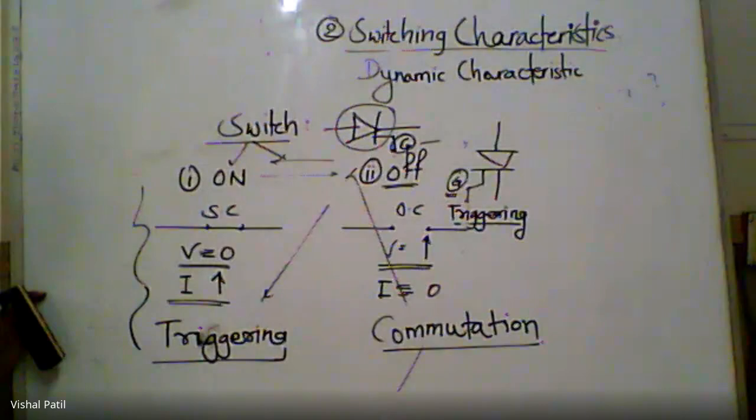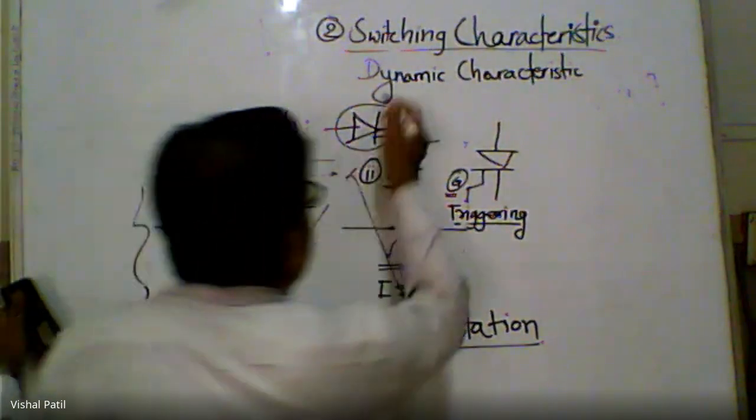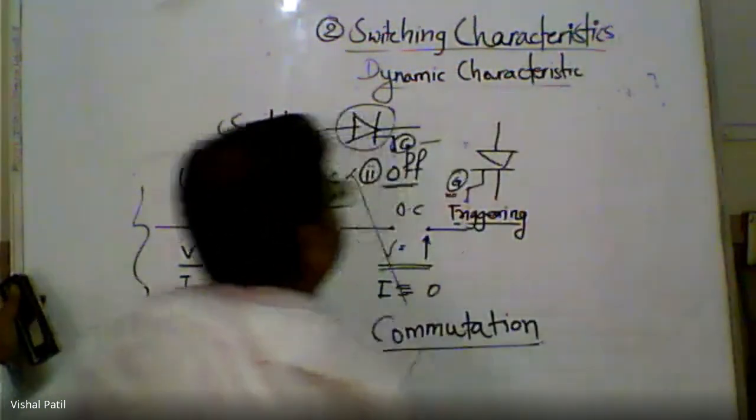Okay, and another reason is that there is a transition from on to off and off to on. Transition means the switch itself is moving from on to off and from off to on. The meaning of transition is change in position. So in that way also you may call these characteristics to be dynamic characteristics.